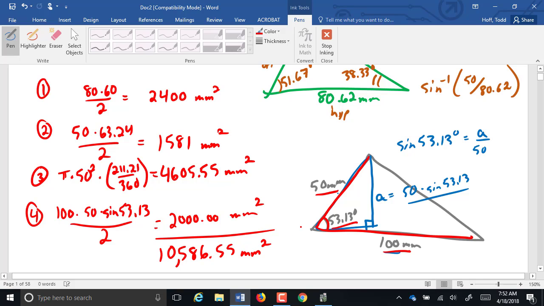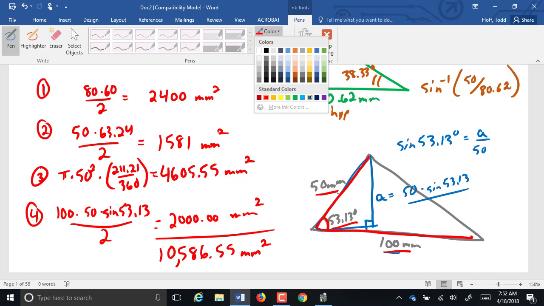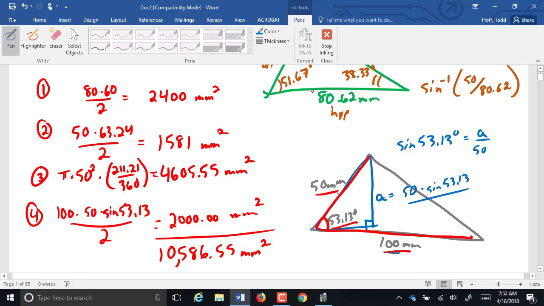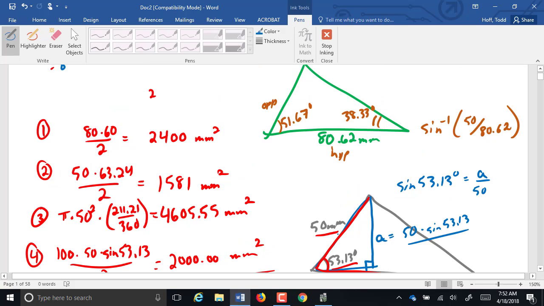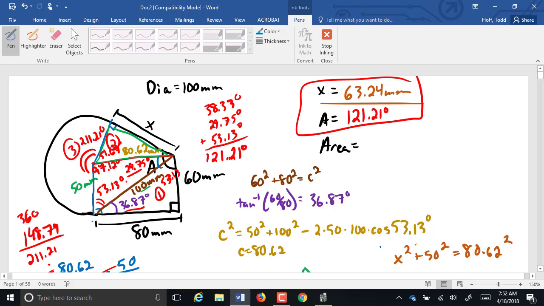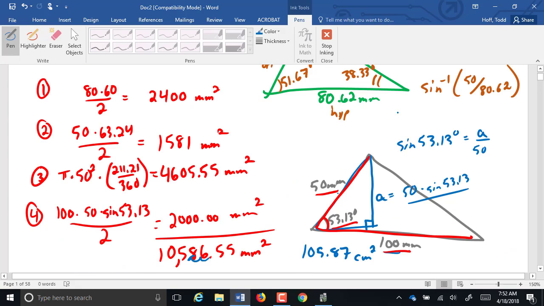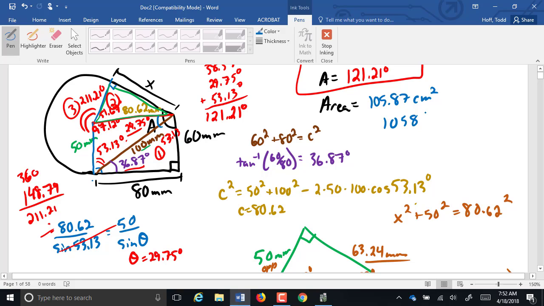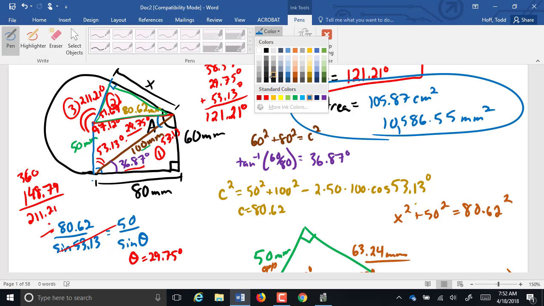So I got 10,586.55 millimeters squared. What would that be in centimeters squared? 105.87 probably centimeters squared. We'll stick with that. So either way you wanted to put it, 105.87 centimeters squared or 10,586.55 millimeters squared. Either one of those is acceptable. What do you think?